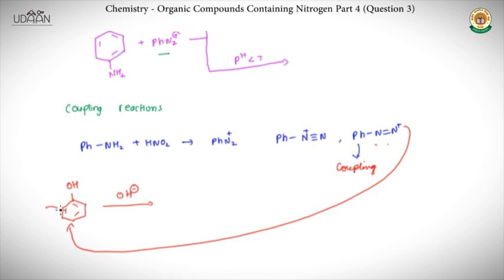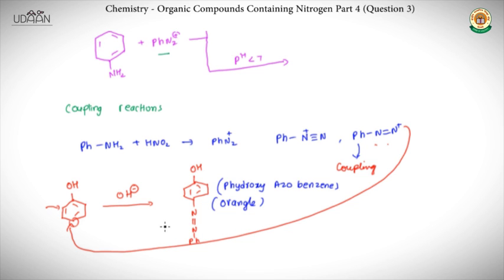It can attack on both ortho and para position, but para is mostly preferred, so you are going to get this compound where you have OH here and N double bond N Ph. Now this is orange in color. It is p-hydroxy, where p indicates para, azobenzene. These reactions are called as diazo coupling reactions.